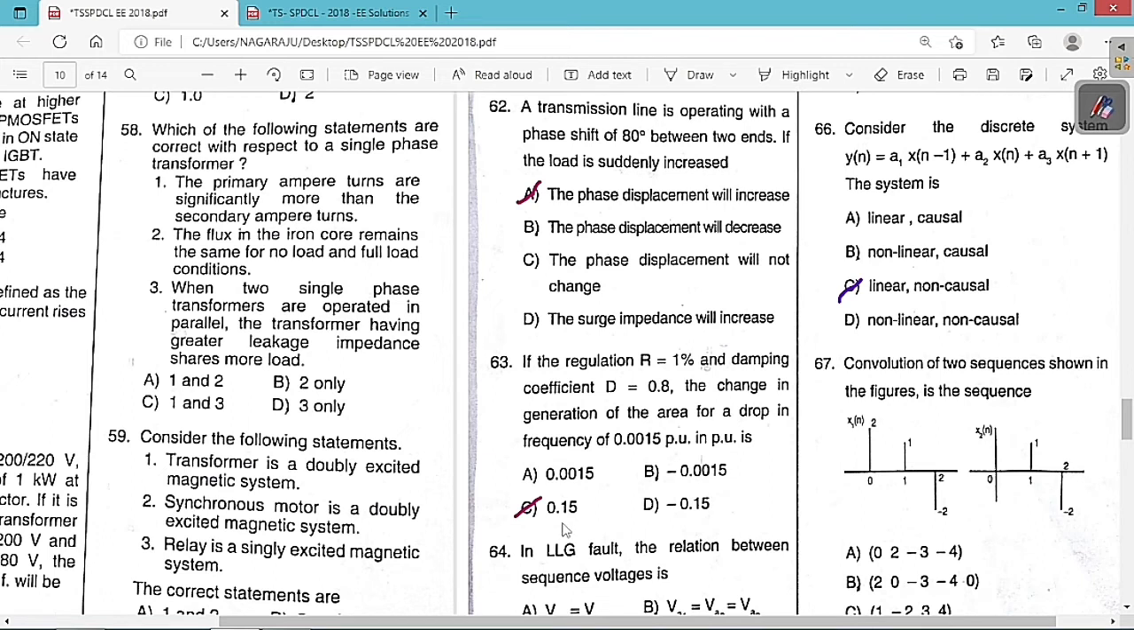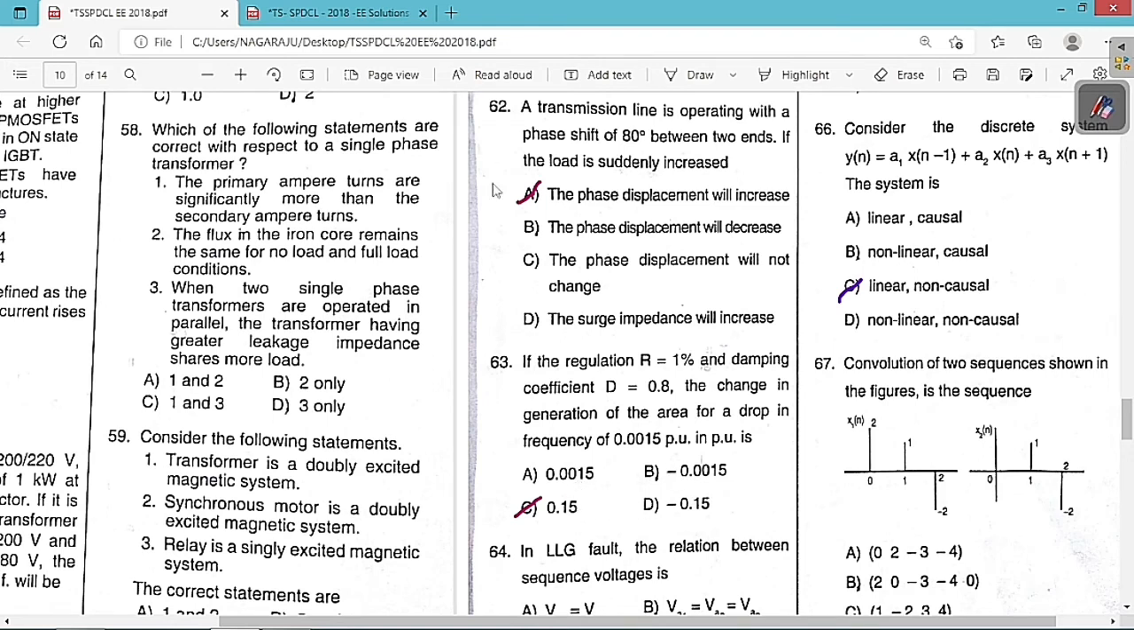Option C, 0.15, is the correct solution of this question. Here, in a given area, the frequency has dropped by 0.0015 per unit, and the regulation is R percent. Based on this, we have to find the power generation, the change in generation of the area.